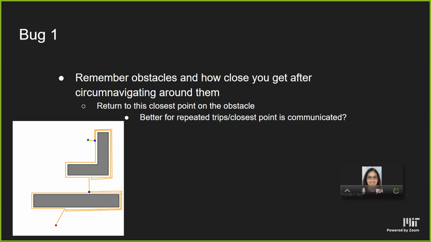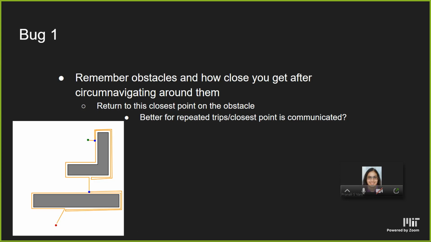We have bug 1, which is after you see an obstacle, you're going to go all the way around it, and you're going to find the closest point you can get to the goal, and you're going to remember that. And then you're going to go back to this closest point. So in this example, you go straight, you find an obstacle, and you go around it, and then you see this blue dot. That's the closest point to the goal. So you go back to the blue dot, and then you go straight up, find another obstacle, go all the way around it, and then you find this blue dot, and then eventually you go back there and you go straight to the goal.